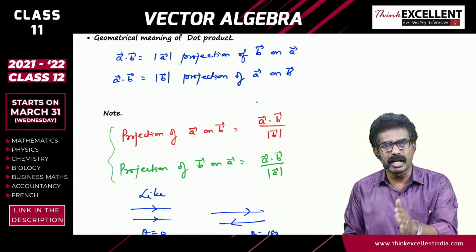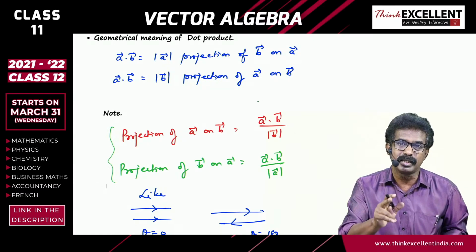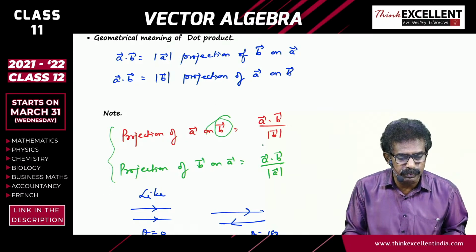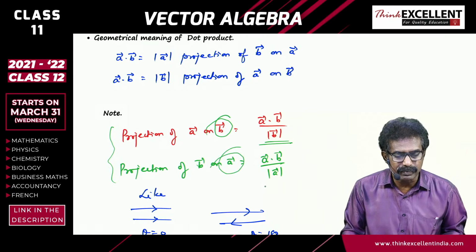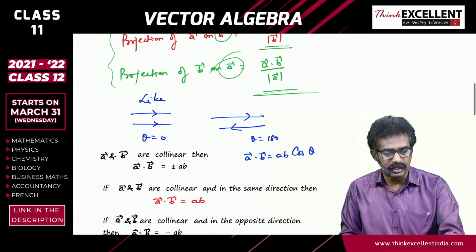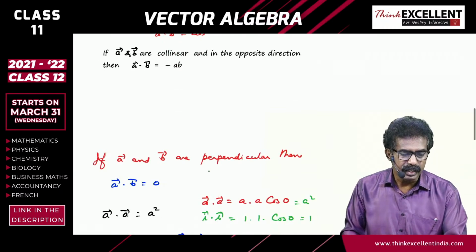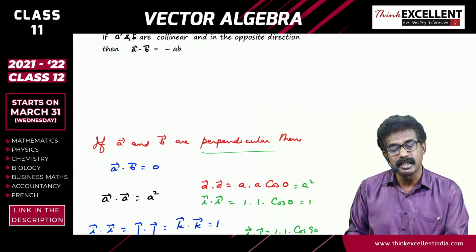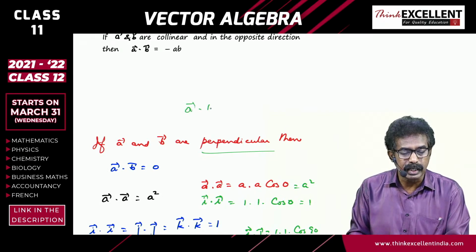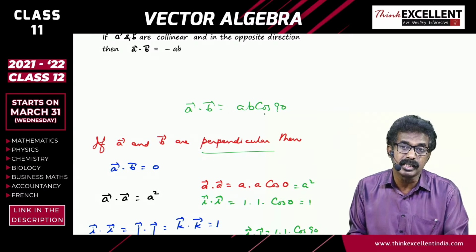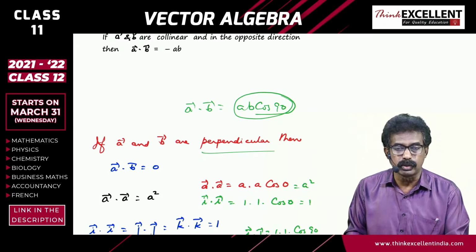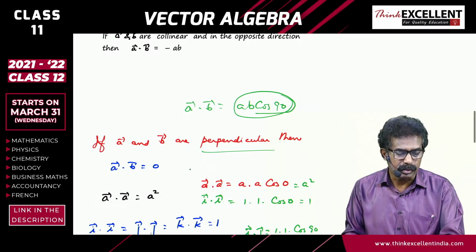So for projection of a on b and projection of b on a, the numerator is a dot b. The denominator is the modulus of the second vector. Here the second vector is b vector, so modulus of b; here it is a vector, so modulus of a. Now, if two vectors are perpendicular, the dot product is 0. The reason: a dot b equals ab cos theta. If perpendicular, theta is 90 degrees, cos 90 is 0, so the answer is 0.